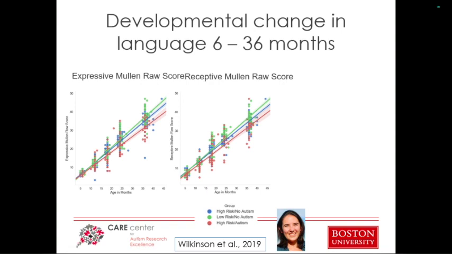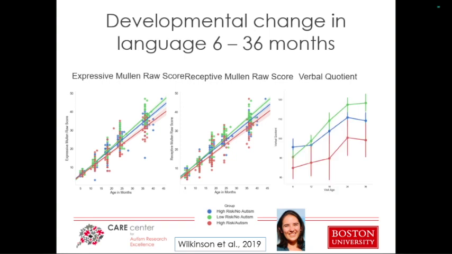And then we looked at, on our Mullen, measures on the left of expressive language over time, beginning at 6 months to 36 months, and then receptive language on these scales, and on the right, the total verbal quotient. And you see that over time, the children who end up with an autism diagnosis are behind the ones who don't end up with a diagnosis.